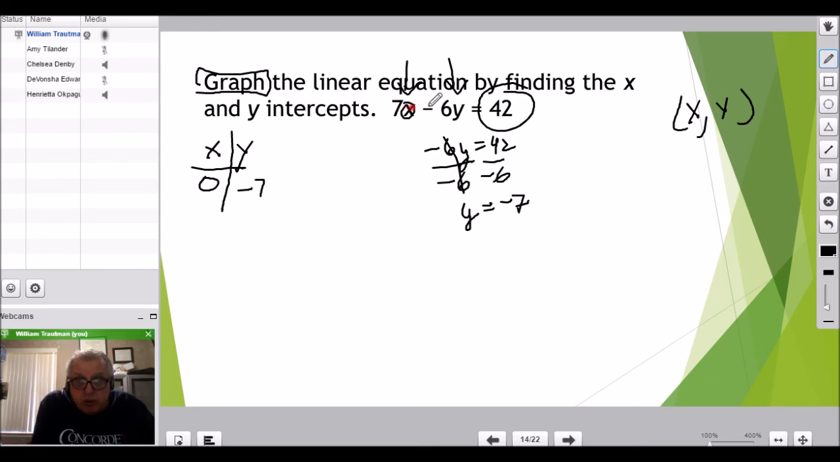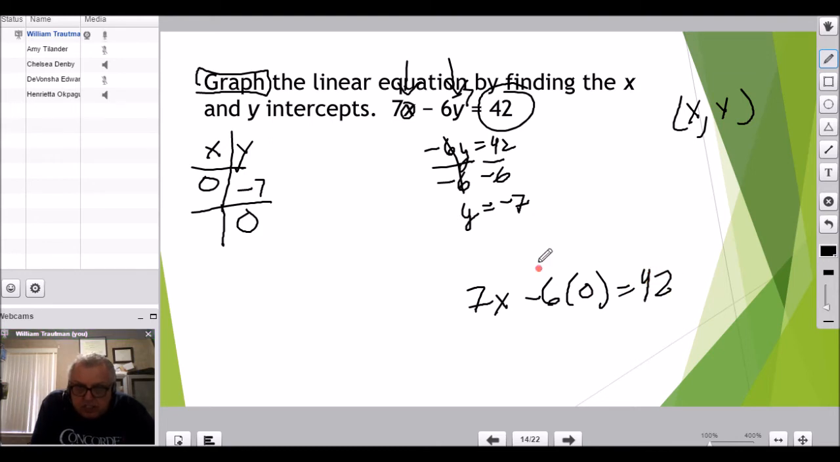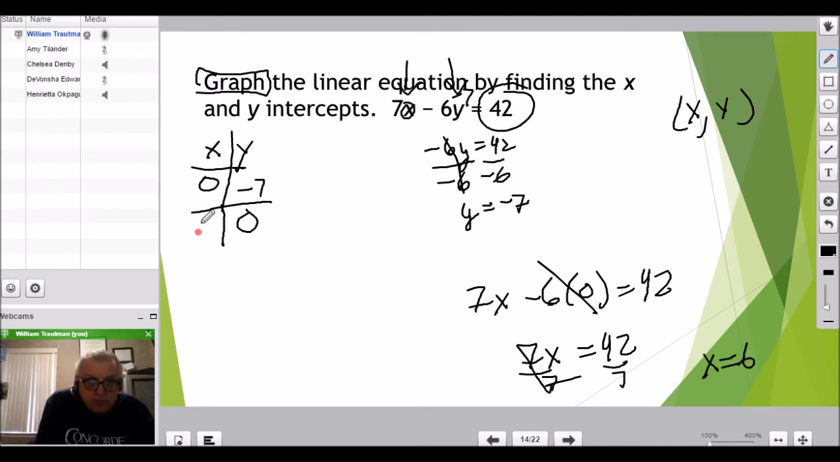If I put a 0 in here and a negative 7, negative 6 times negative 7 is a positive 42. Then I'm going to put a 0 into y and see what happens. 7x minus 6 times y. I'm going to put a 0 into y. This ends up being 0, so I'm left with 7x equals 42. When I divide both sides by 7, I end up with x equals 6. So there are my 2 points. I just have to graph.